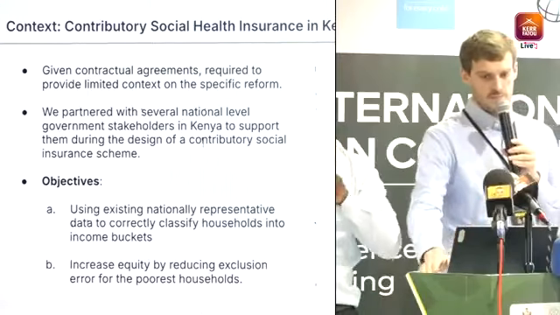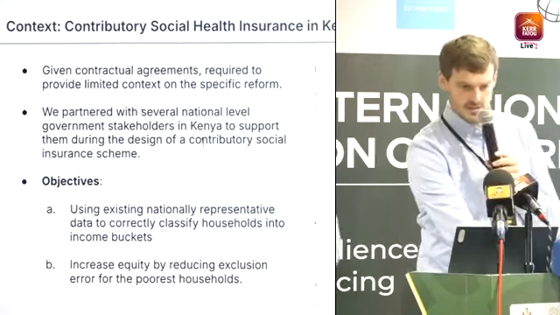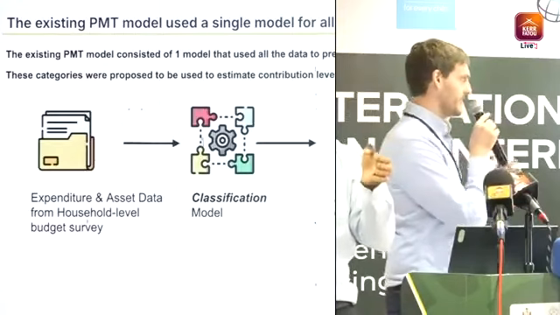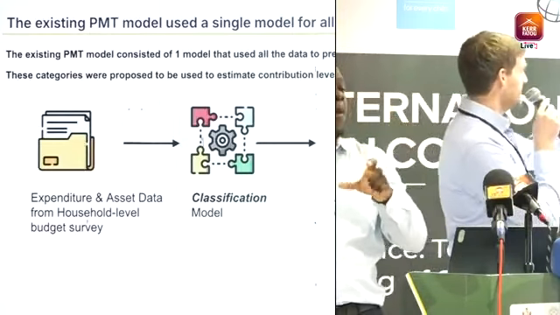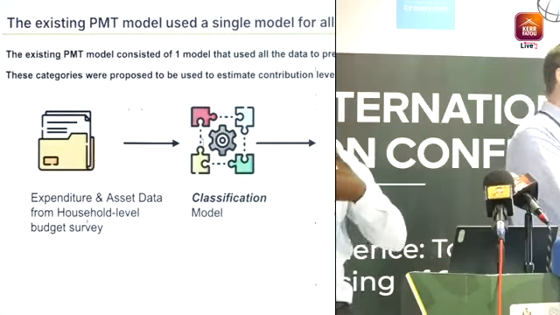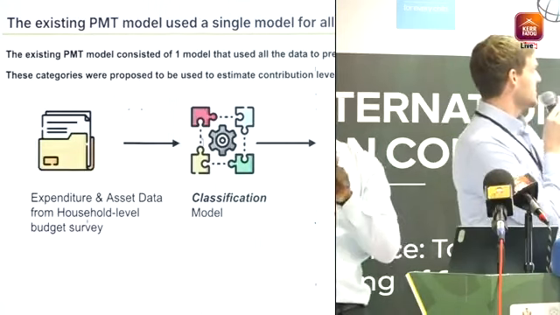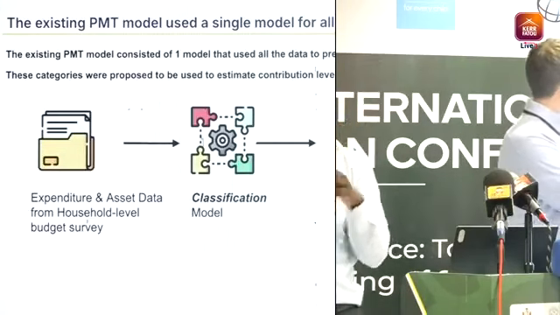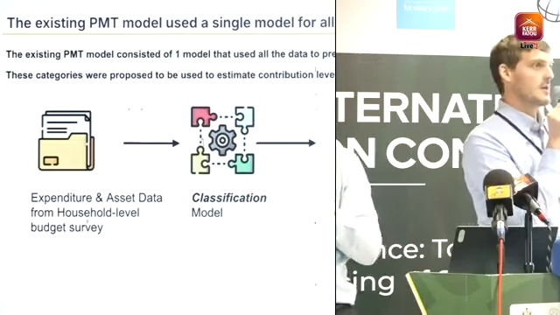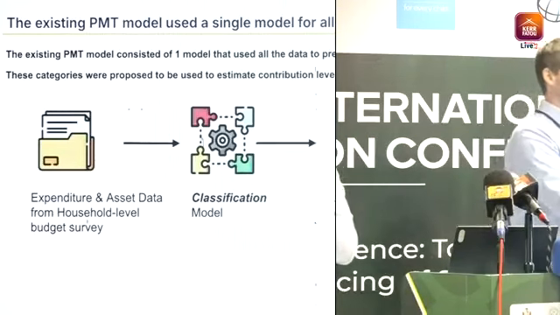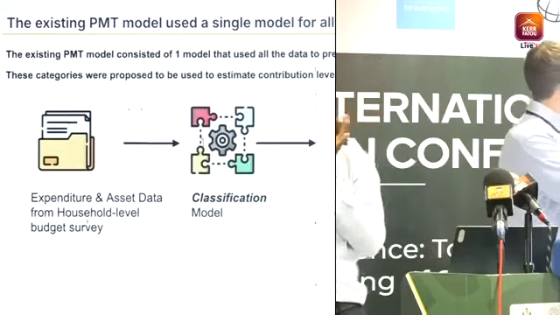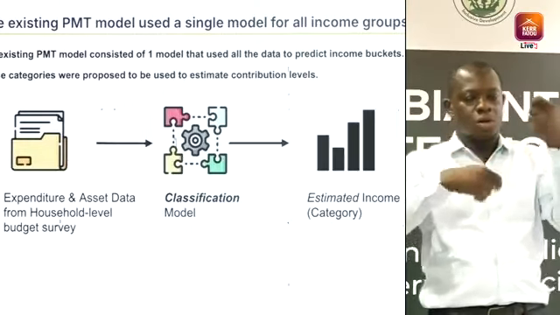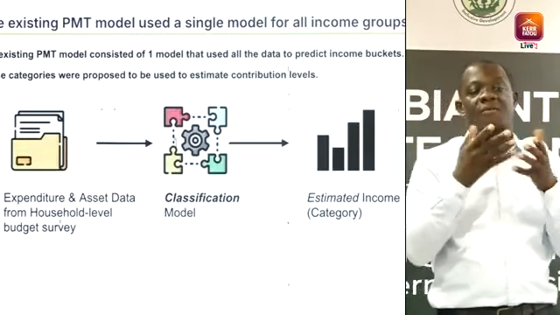So again, we'll be looking at just the setup with this visual that you're already familiar with. The context is that the existing model that the Ministry of Health proposed to be used was a single model for all income groups, one model for the population. So that meant that we would be using all the data available to us to use the same weight for all the information that we have and predict income levels. And these income levels would then be used to determine contribution amounts. So that was the initial idea, the initial approach.